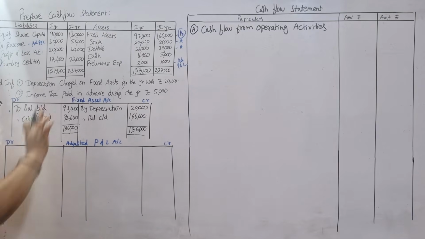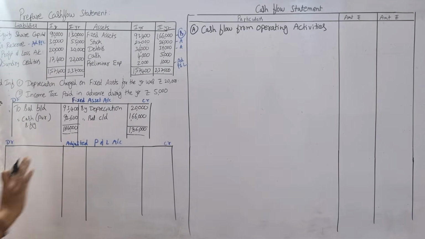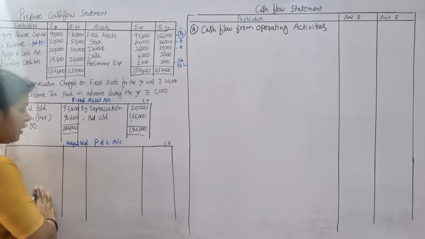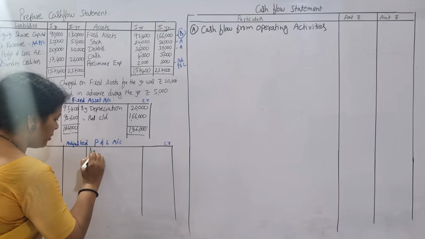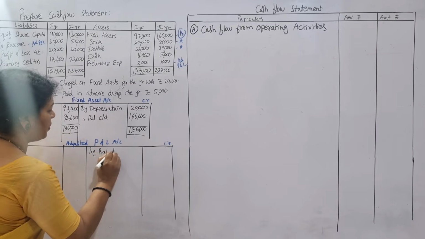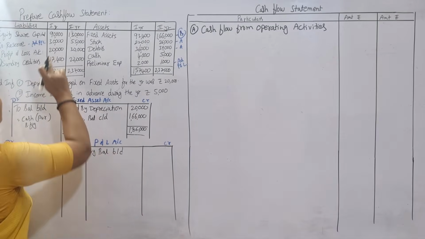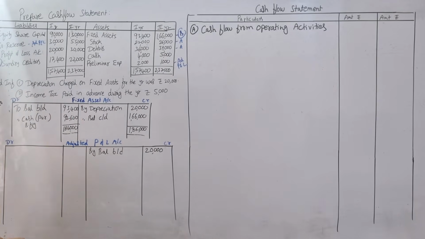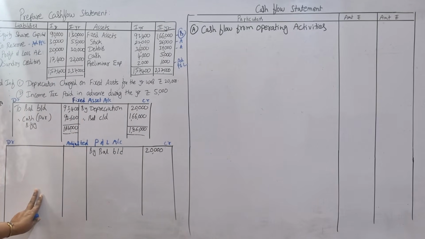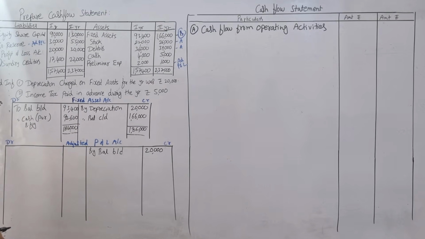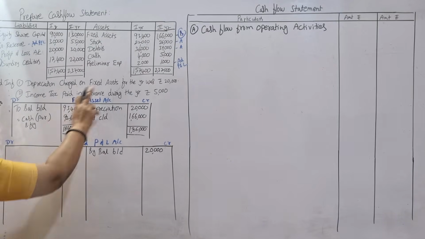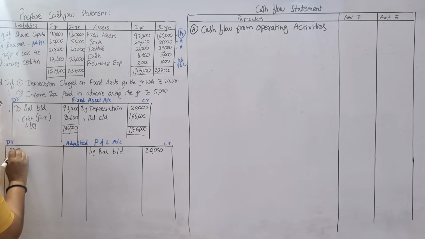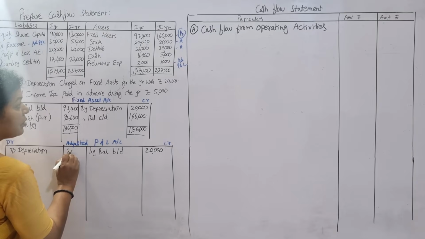Adjusted profit and loss account: opening balance on the credit side, closing balance on the debit side. So we'll start with the opening balance. By balance brought down. How much is the opening balance? 20,000. Closing balance we'll write later. First we'll see what are the activities to be taken. First of all, depreciation is there. To depreciation, 20,000.